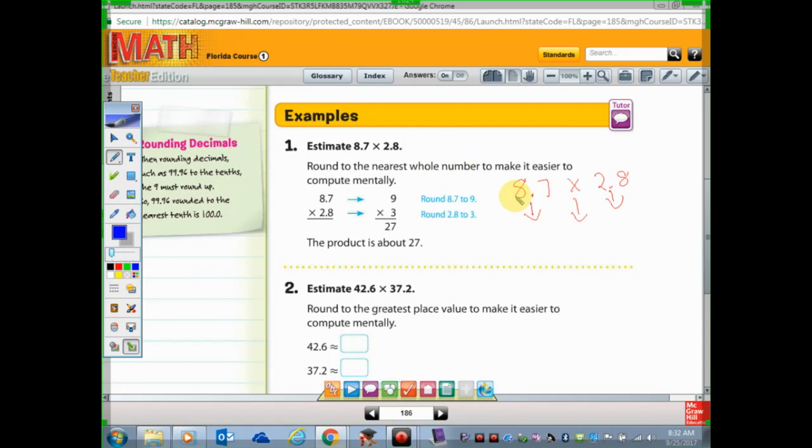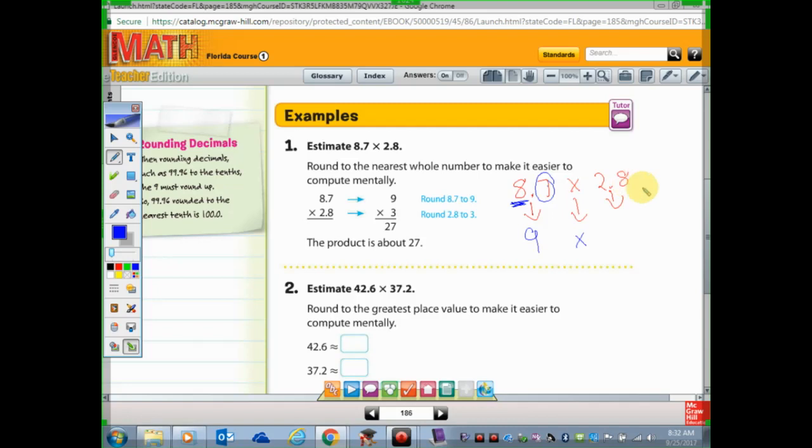So I'm going to look at 8.7, I'm rounding to the place of the 8, and to do that I'm going to look at the place one place to the right. One place to the right of the underlined digit is 7. So that's 5 or more, so I have to raise the underlined digit by 1. So 1 more than 8 is 9. So that becomes 9. I bring down my multiplication symbol.